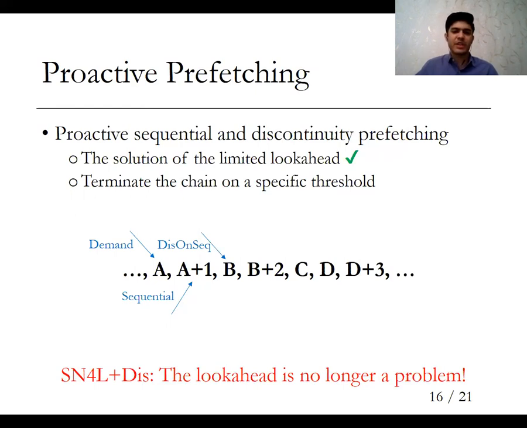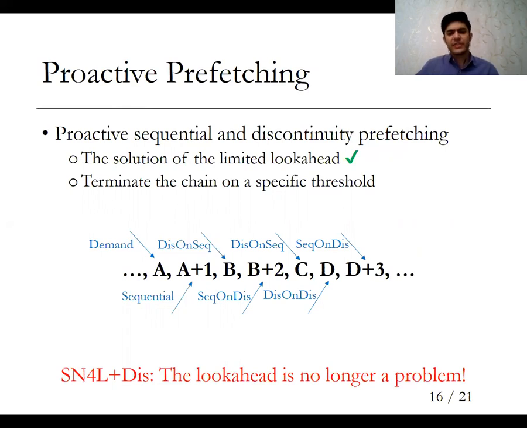Then SM4L checks the useful subsequent prefetch candidates for block B and prefetches B plus 2. Similarly, this determines that C is the target of discontinuity in block B plus 2 and prefetches it. SM4L does not find a useful sequential prefetch candidate for C. However, this prefetcher finds that D is a discontinuity prefetch candidate and prefetches it. Again, SM4L prefetches D plus 3 since it's a useful sequential prefetch candidate.